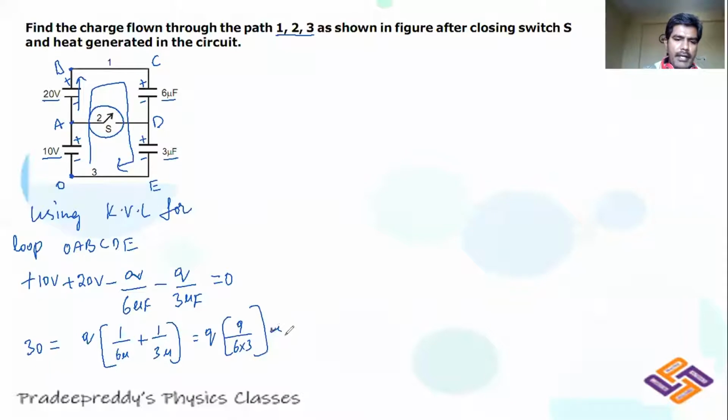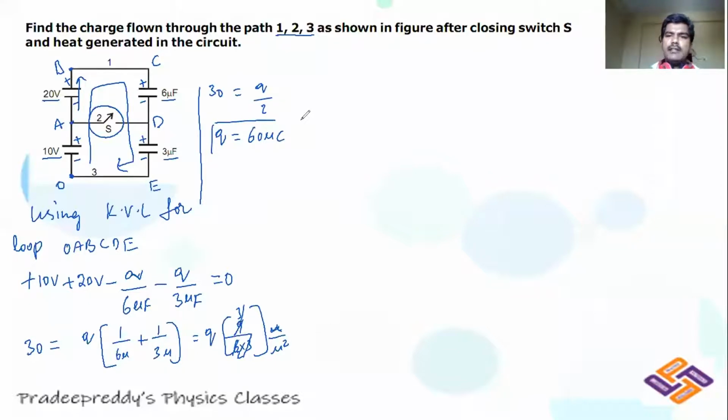Micro divided by micro square. This gives you 3 3 is 9 and 3 2 is 6. It is 1 by 2 Q. So finally you can write it as 30 is equal to Q divided by 2. So Q will be equal to 60 microcoulomb. That is the initial charge on the capacitor.